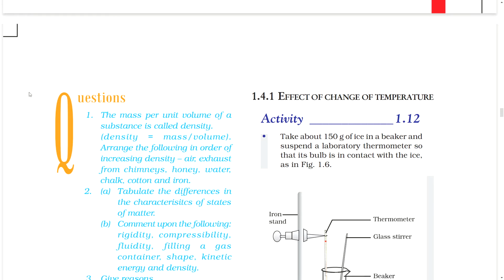Effect of change of temperature. Activity. Do this. Take about 150 grams of ice in a beaker and suspend a laboratory thermometer so that its bulb is in contact with the ice, as in the figure.